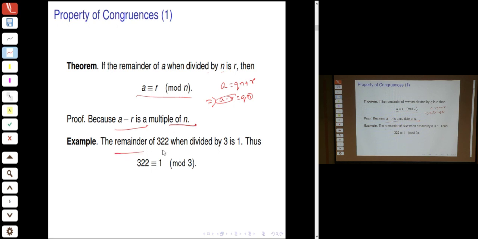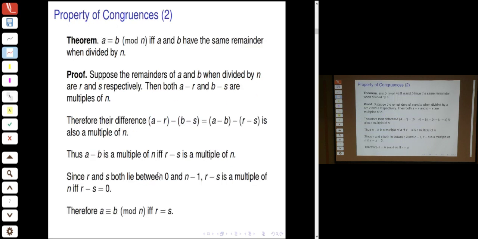The remainder of 322 when divided by 3 is 1, this is an easy check, so 322 is congruent to 1 mod 3. Okay. So here are some further properties of congruences. A is congruent to B mod n if and only if they have the same remainder when divided by n.